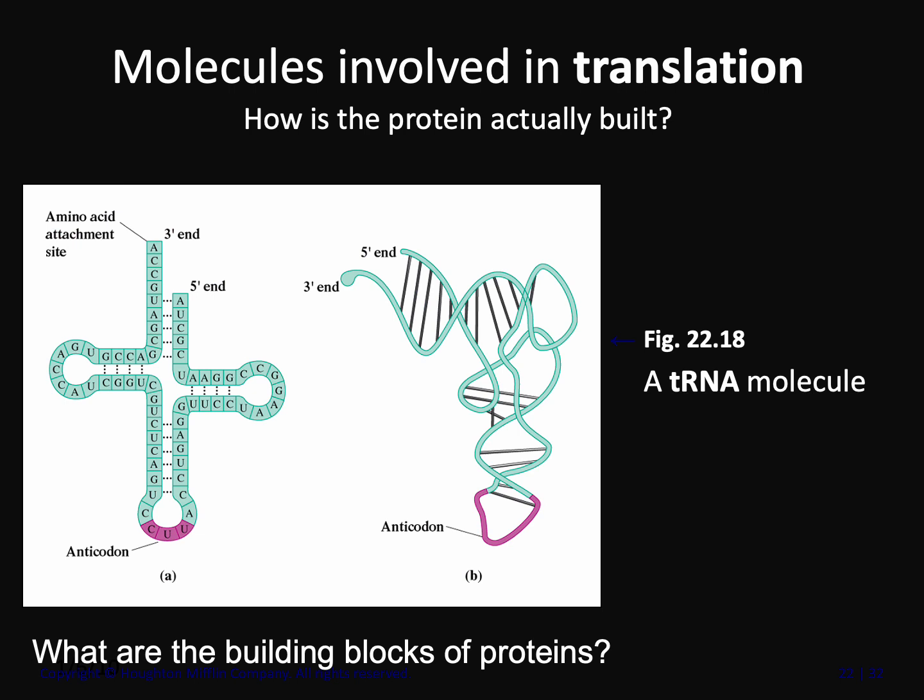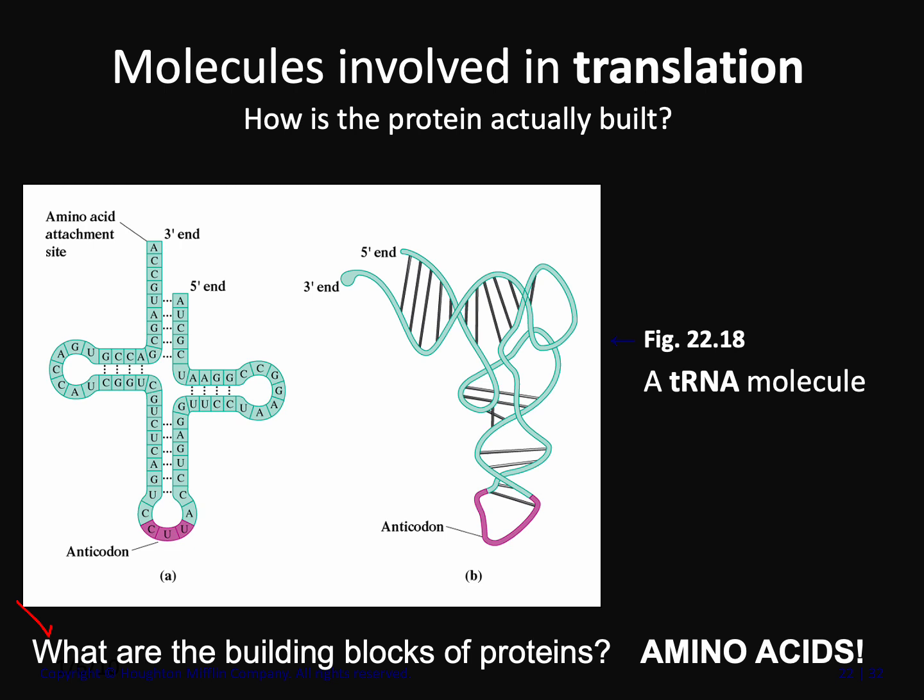Now we've got our mRNA to the ribosome to build our protein, but how is that going to happen? How are proteins actually being built? The thing you really have to ask yourself is, what are the building blocks of proteins? And that, of course, is amino acids. Amino acids are the building blocks of proteins. So how are we going to get amino acids to the ribosome to build the protein that has the instructions that are on that mRNA?